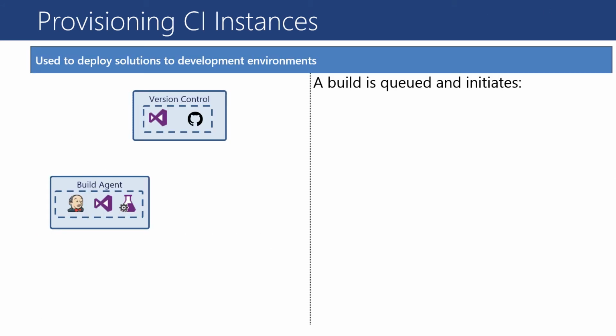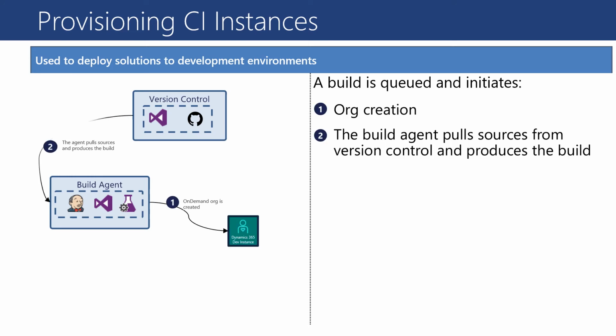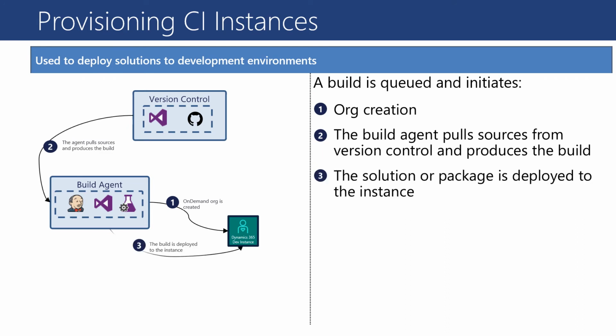If you decided that you wanted to implement continuous integration and you needed to provision instances to do this, this is a model that you could use. As you can see, you have your solution, version control, and build agent. You build the queue and it initiates the org creation. The build agent then pulls sources from the version control and produces the build. The solution or package is then deployed to the instance.